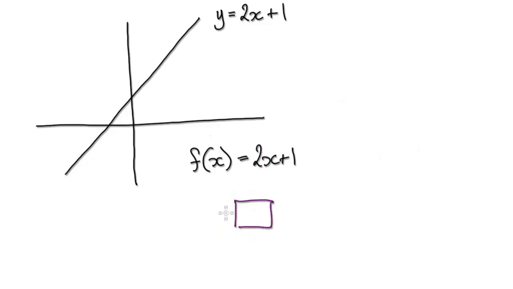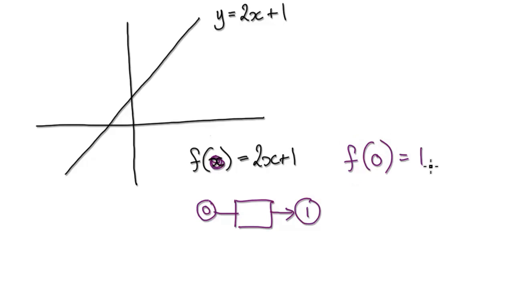So here you've got a machine. If you put in the number 0 into the machine, what will it spit out? Well, when I put 0 into the machine, I actually put 0 into this x here. 2 times 0 would be 0, plus 1. So it will spit out the number 1. So when you put 0 into the machine, it will spit out the number 1.